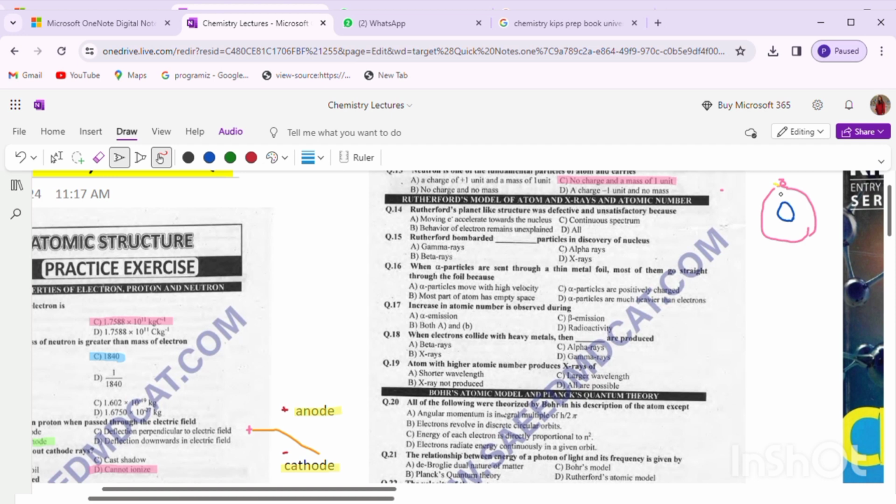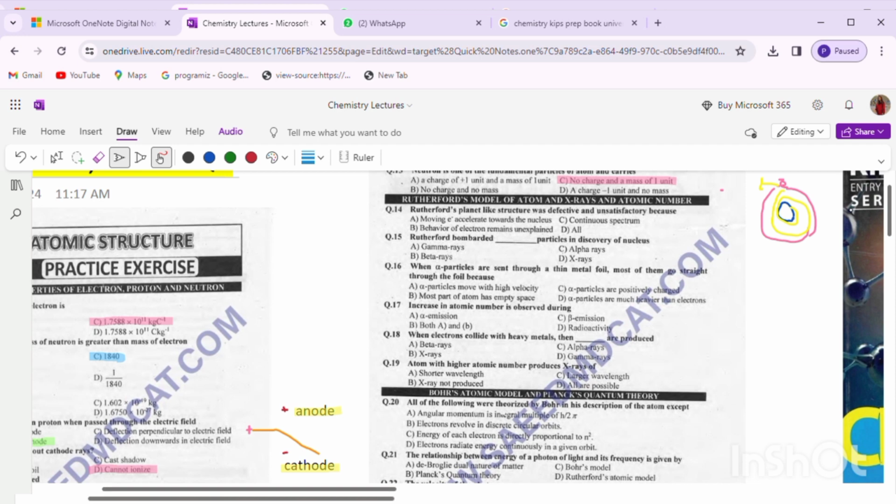If it emits energy, it must fall into the nucleus, right? So a spiral model should be formed. So this first option is correct, because they have asked us about the unsatisfactory point.